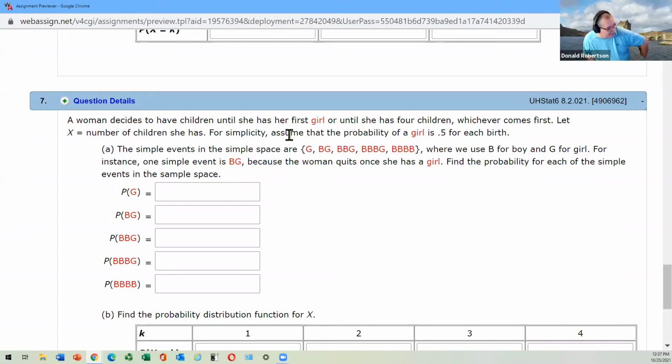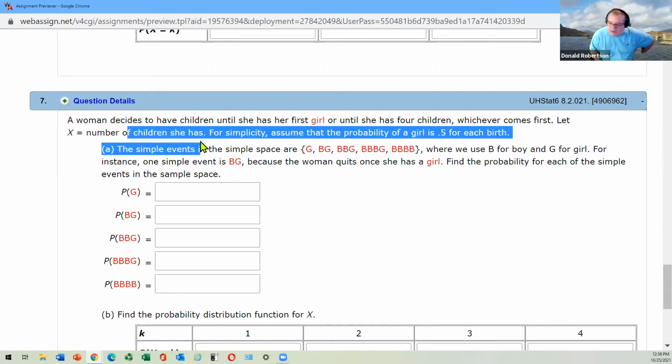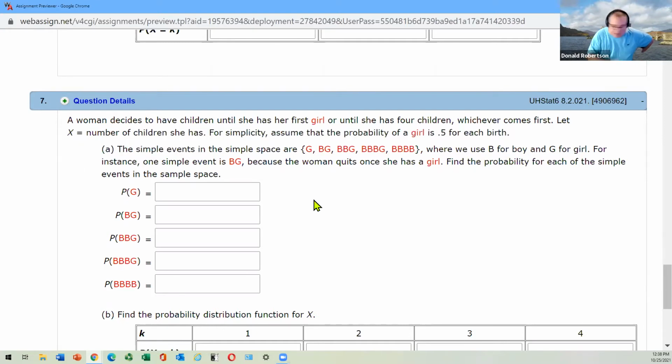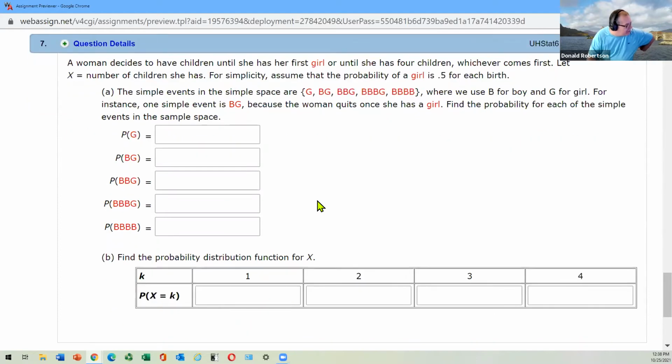Whichever comes first, right? So if she gets a girl, she'll stop having kids. But if she doesn't, she'll keep going. But once she's got to the 4th kid, if it ain't a girl, it ain't happening, right? That's it, I'm finished. So it's quite a convoluted little story. X is going to be the number of children she has. So we're not caring. X isn't going to be how many girls she had or how many boys she had. X is just going to be how many children she had. So let's see how that works.